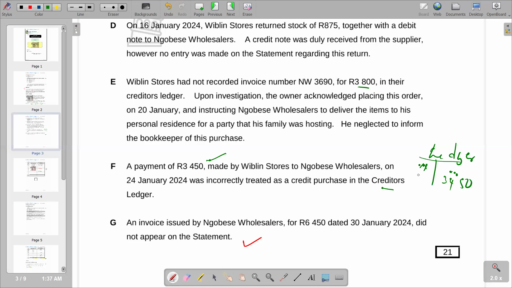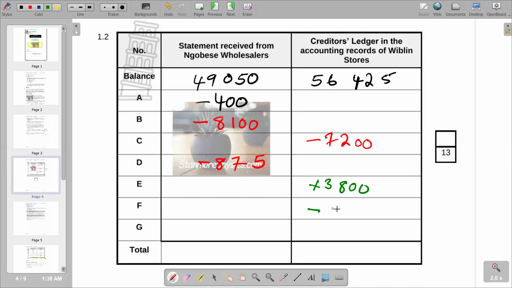So firstly, we have to put in 3,450 to remove this wrong 3,450 that is on the credit, and then we enter the correct one on the debit side. So we're going to enter twice on the debit side. Basically, we are saying 3,450 times 2, or 3,450 plus 3,450. So we go to the debit side of the ledger and enter 6,900. By entering on the debit side in the ledger, it's a negative that we're going to show in our column for the creditors ledger. So it's going to be negative 6,900. So we go there and we're going to say negative 6,900.